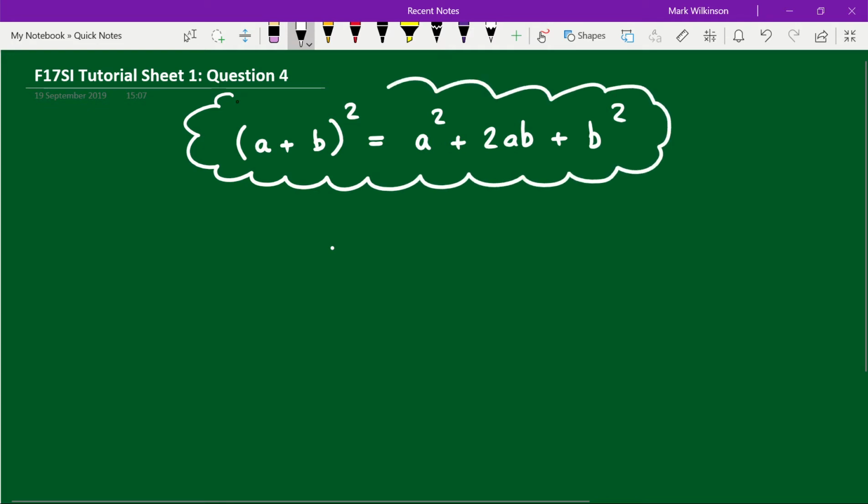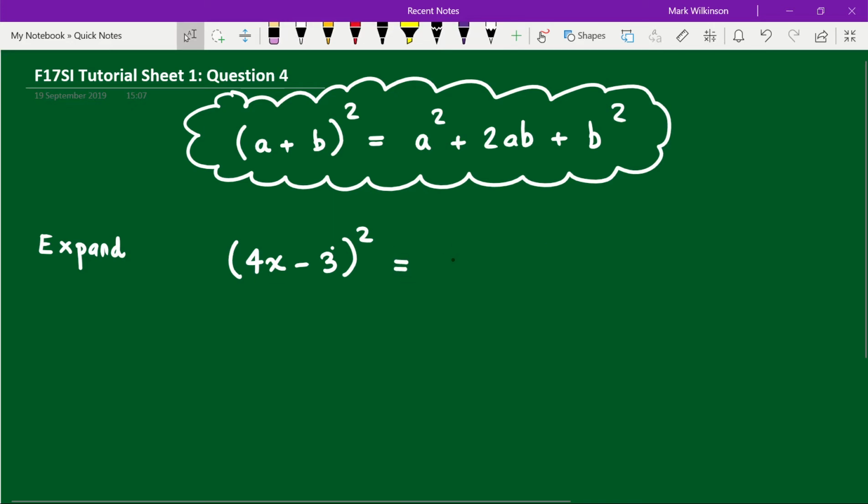So we've been asked to use this in order to do what? In order to expand the following term, (4x - 3) all squared. Now at first glance, this doesn't look very much like any of the terms that we have in the cloud bubble above. However, one little trick will help us see the similarity. So I'm going to rewrite this as (4x + negative 3) all squared.